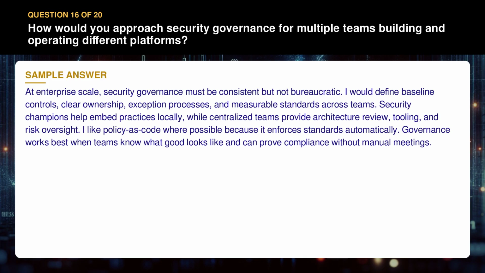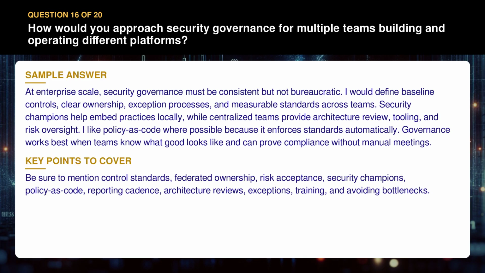At enterprise scale, security governance must be consistent but not bureaucratic. I would define baseline controls, clear ownership, exception processes, and measurable standards across teams. Security champions help embed practices locally, while centralized teams provide architecture review, tooling, and risk oversight. I like policy as code where possible because it enforces standards automatically. Governance works best when teams know what good looks like and can prove compliance without manual meetings.